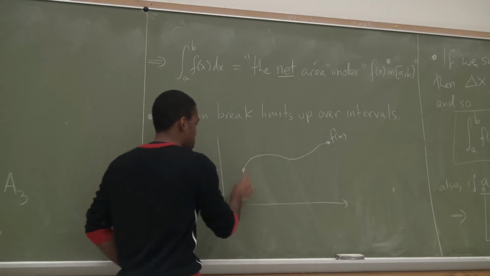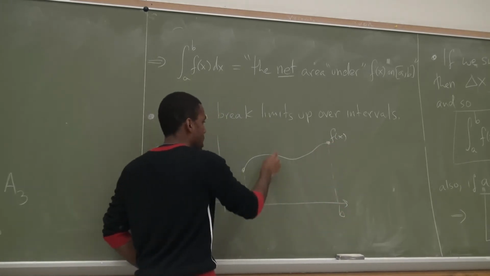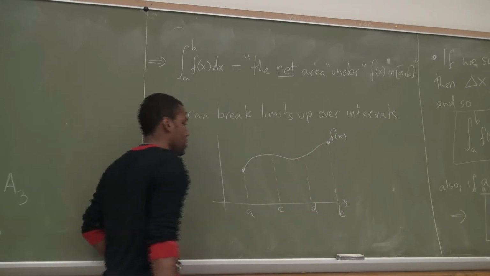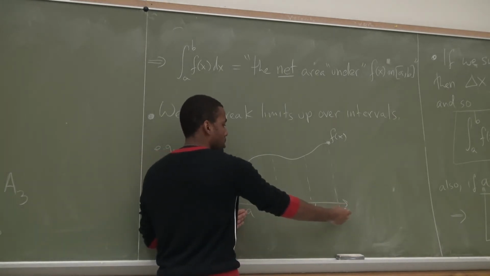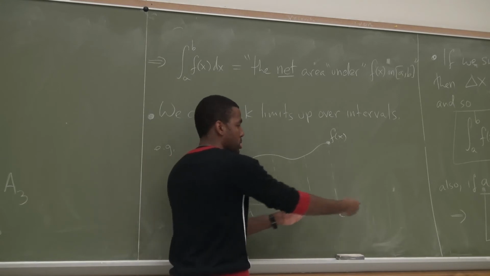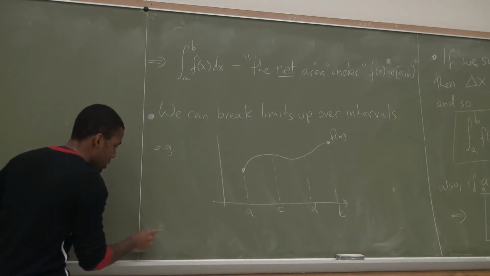This is my f of x, this is a, this is b. Let's say I have some random numbers in here, c and d. Then the area under this is the same as the area between these two plus the area between those two plus the area between those two. I can actually break the limit into a bubble.